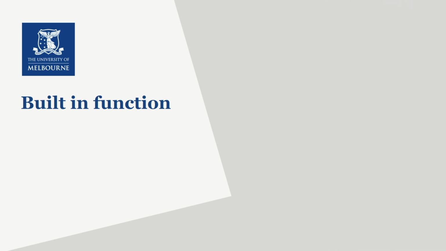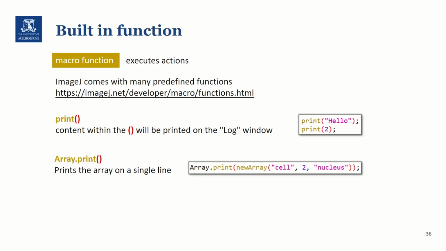Another element is the built-in function. Macro functions execute actions. There are many built-in functions in ImageJ, and you can find all of them from this link.